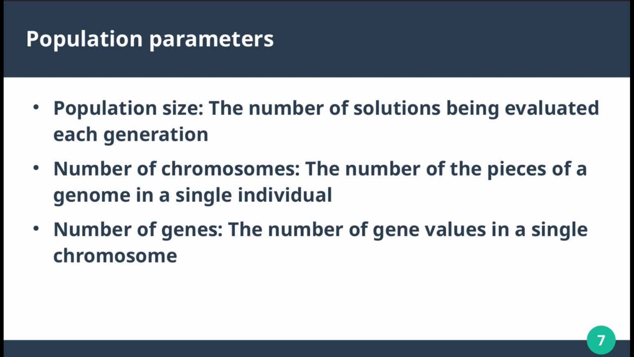Your next variable is the number of chromosomes. A chromosome is a self-contained unit consisting of a bunch of genes. And you can have it so that your entire genome is one chromosome, so it's in a single piece.